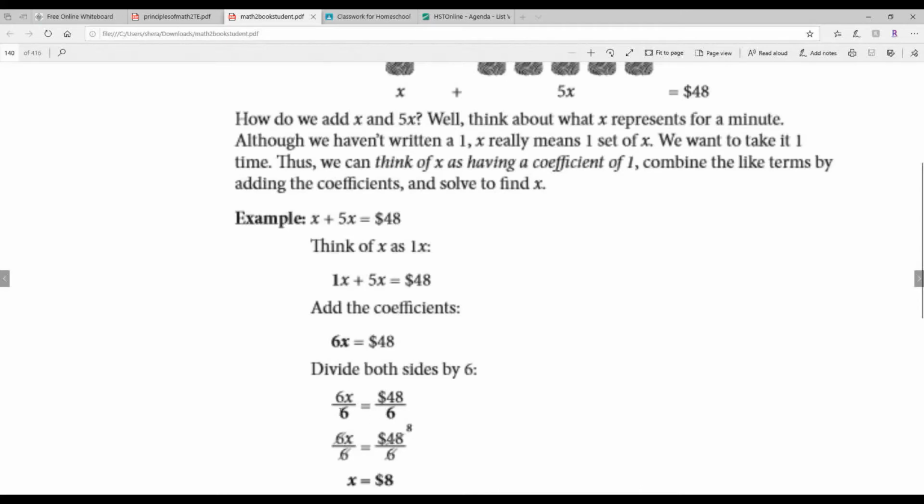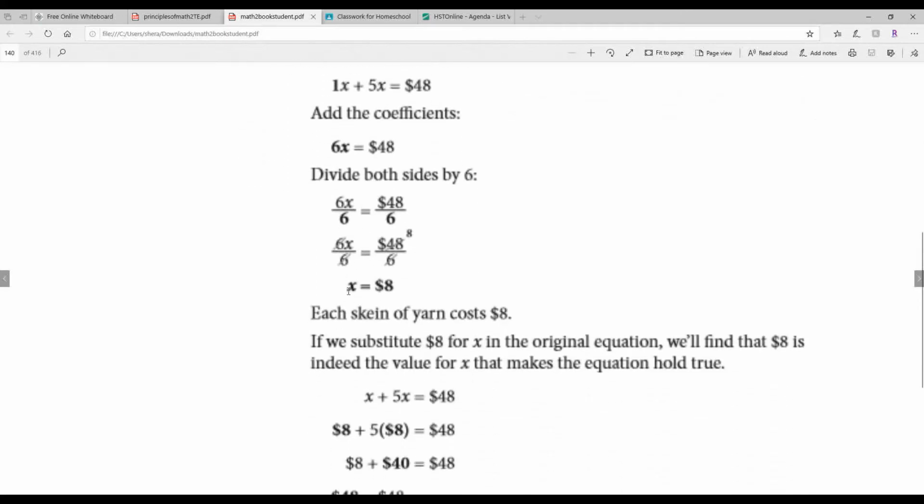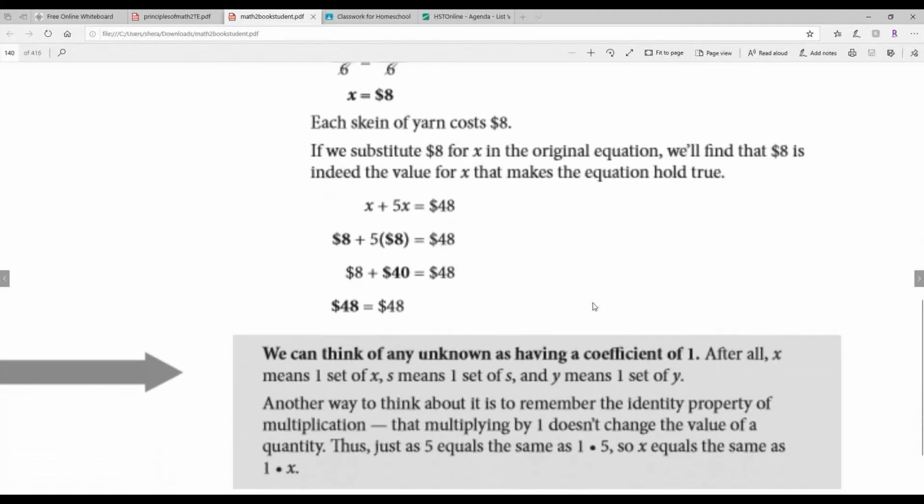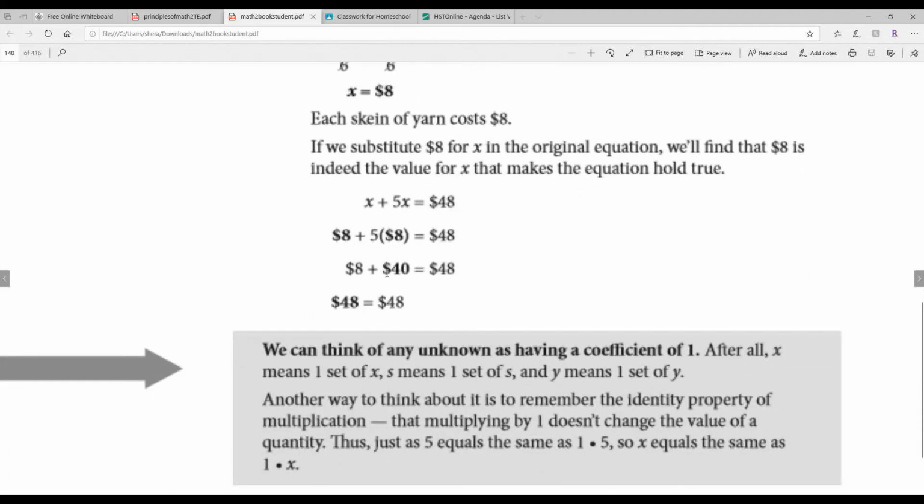Divide both sides by 6. You're left with x equals $8. So each skein of yarn was $8. Then you can go back and substitute each of those, and it comes out to be the same.